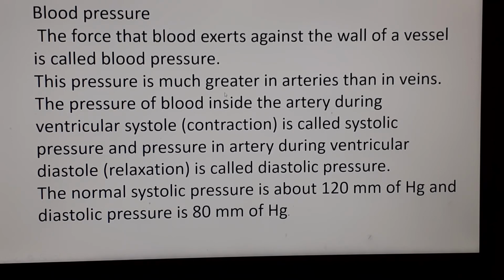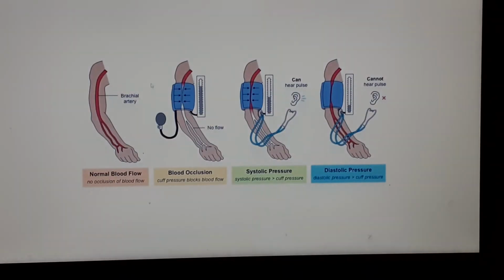The pressure is much greater in arteries than in veins. See, in the arteries we are getting more pressure than in veins. Why is it like this? Because these arteries give pure blood throughout the body, the whole body, whereas veins only collect. Here we do not need so much pressure. That is why we have systolic and diastolic pressure.